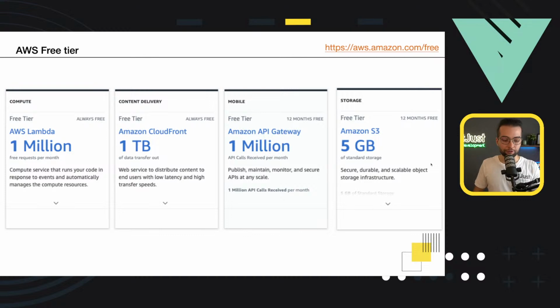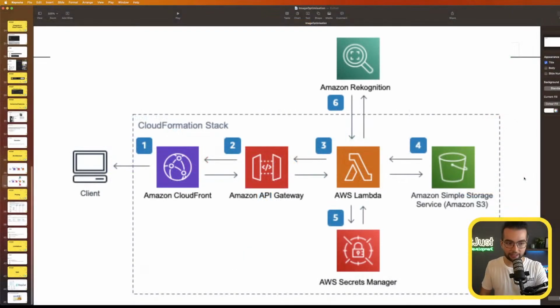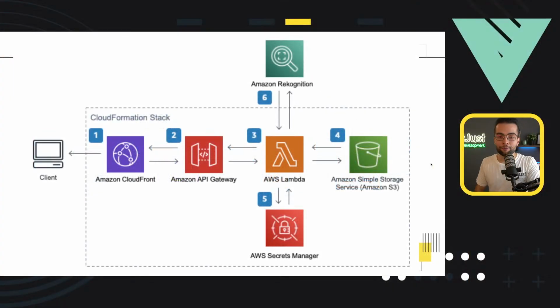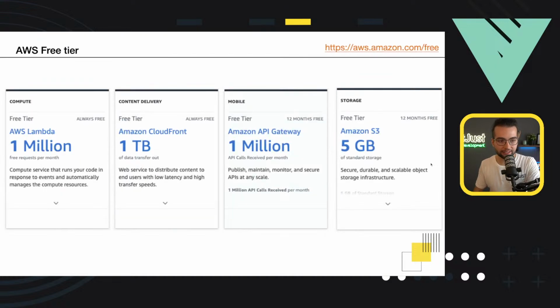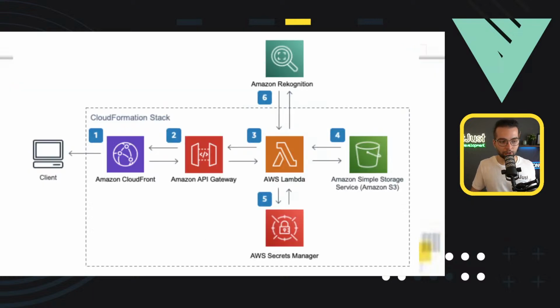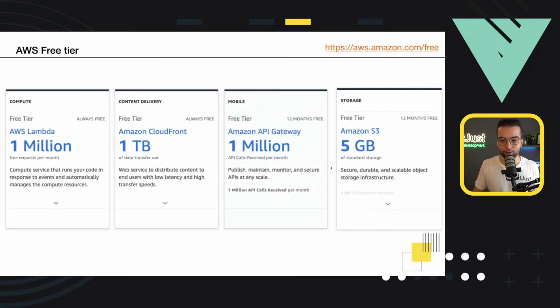I also want to mention that some of the services used for this solution, I mean most of them, are also included in the free tier. When you create a new account on AWS, you get the free tier for most of the services for 12 months, and some of them are actually always free. So speaking about the services that we use in our application, expect to have this amount of things for free.